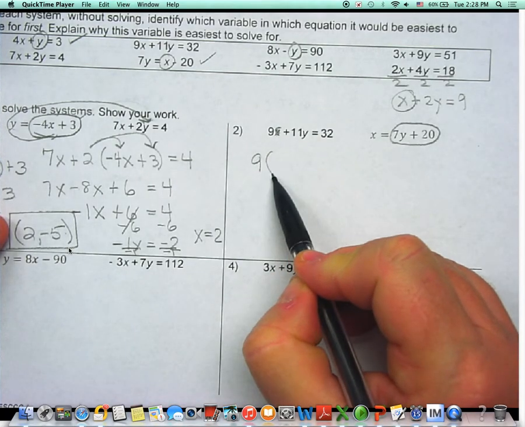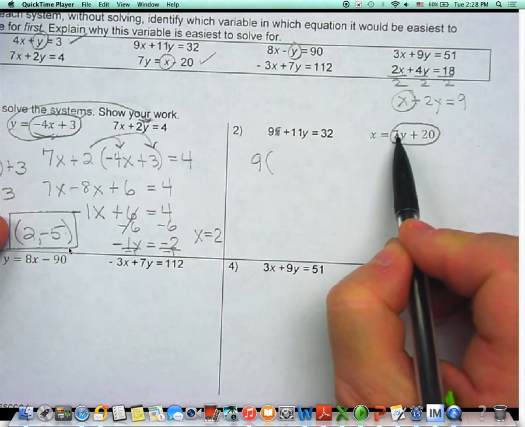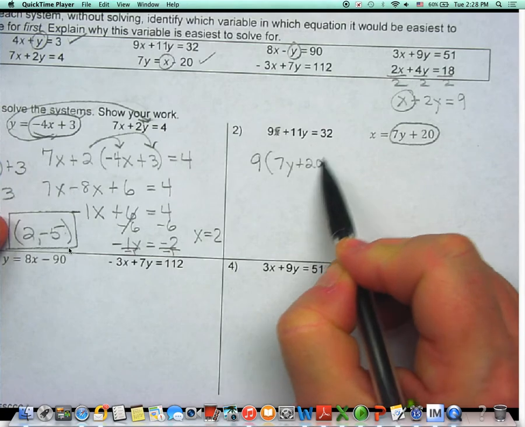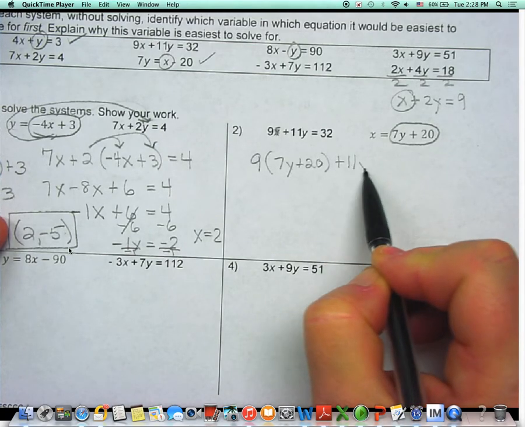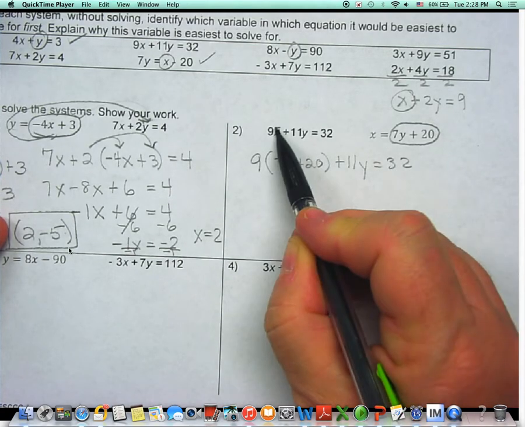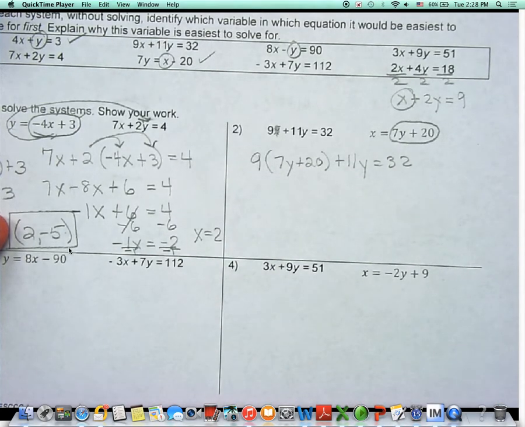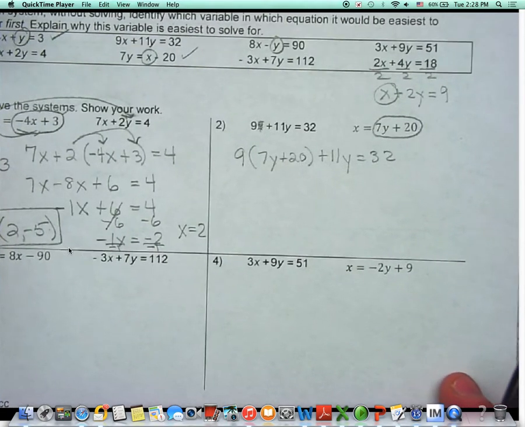We're going to have parentheses, and instead of x, we're going to have 7y plus 28. If it helps you, go ahead and take that x out like I did. You won't use it. Okay, then go from there and see if we can get y.